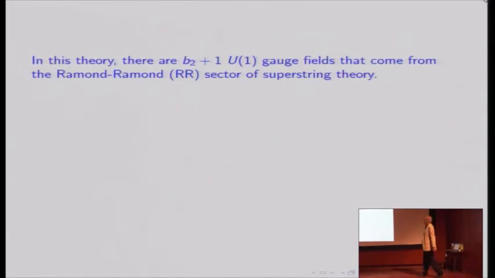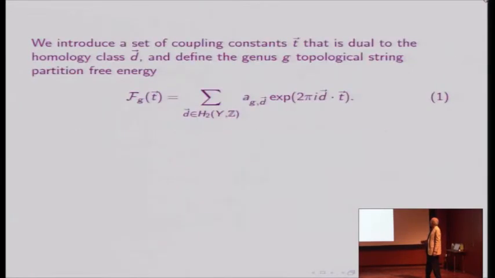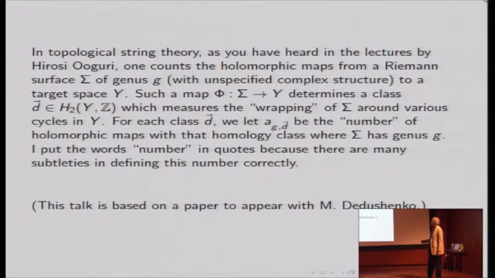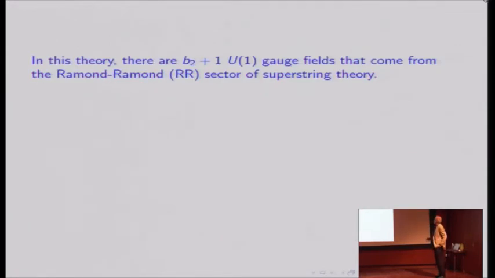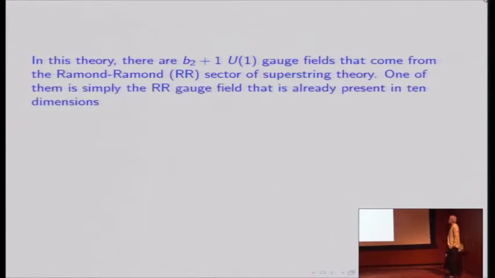Now, in type 2A compactified on a Calabi-Yau, B2 is called the second Betti number of the Calabi-Yau. It's the number of two-dimensional holes or cycles that our string worldsheet could be wrapped on. So that vector of winding numbers, D, has B sub 2 components. And there are B sub 2 plus 1 U1 gauge fields that come from the Ramond-Ramond sector of superstring theory. One of them is distinguished. It's the Ramond-Ramond gauge field that we already had in 10 dimensions before any compactification.